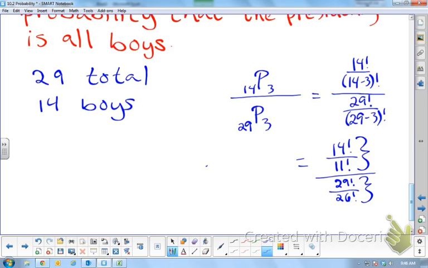Now, since we did our class individually, I don't have the answers for this. I need your help. So I need some people to plug in the top fraction, 14 factorial divided by 11 factorial. And I need some people to plug in the bottom fraction, 29 factorial divided by 26 factorial. 2184. 2184 is the top.